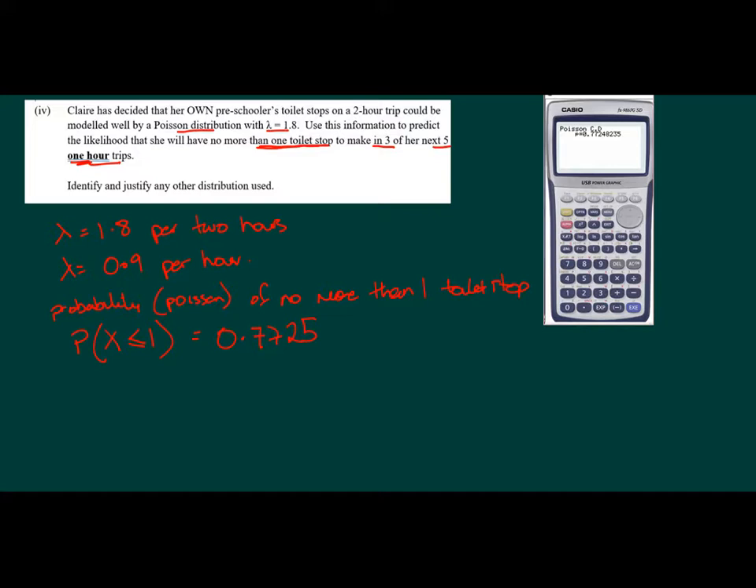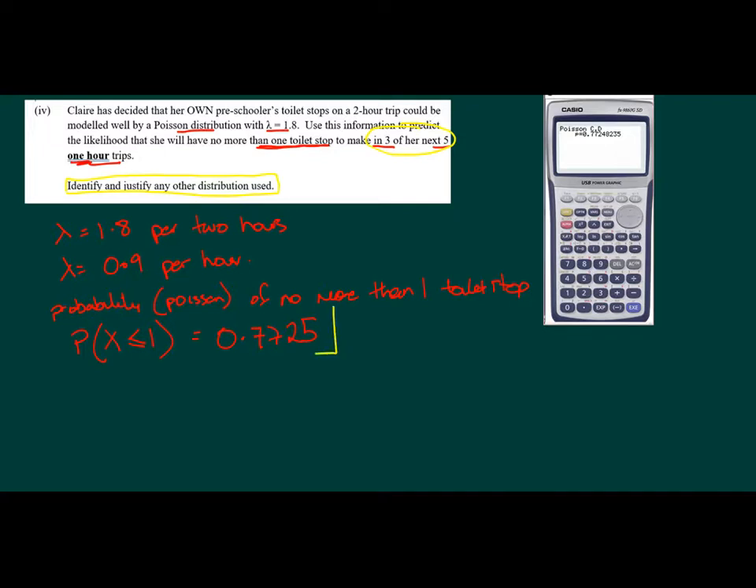Then it says here, and this is interesting because this gives you a bit of a clue to what they're looking for. It says, identify and justify any other distribution used. Okay, and we get a little bit of a clue here, 3 of the next 5 stops. So that's set up nicely, if you realize it, for a binomial distribution. And the reason being is that we have these parameters that are available in that particular distribution.